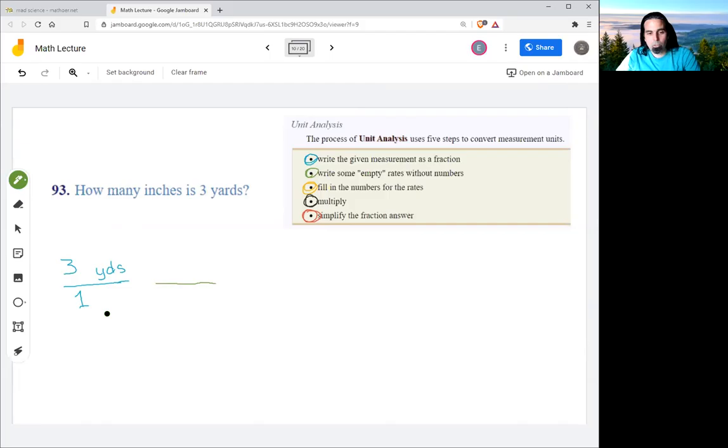Or yards? Yeah, we want to get rid of the yards. So where do I put another yards? On the bottom, so they cancel. Let's pretend we don't know how many inches are in a yard, because lots of people don't. What do we normally memorize as going yards to something else?